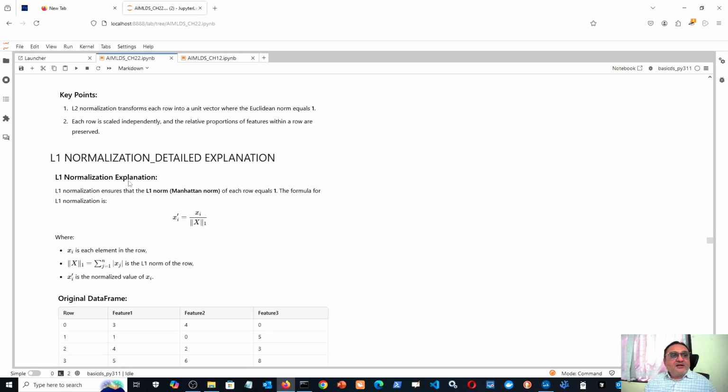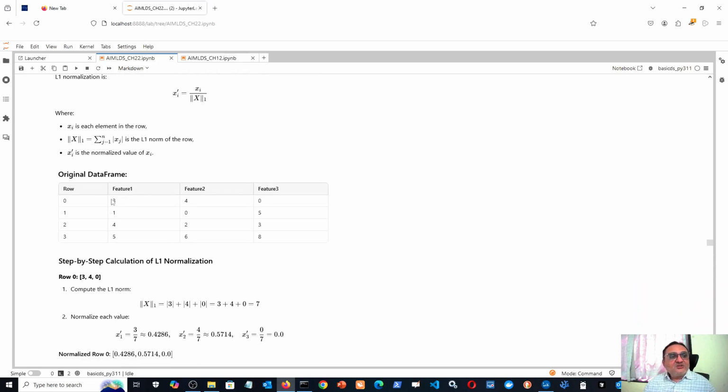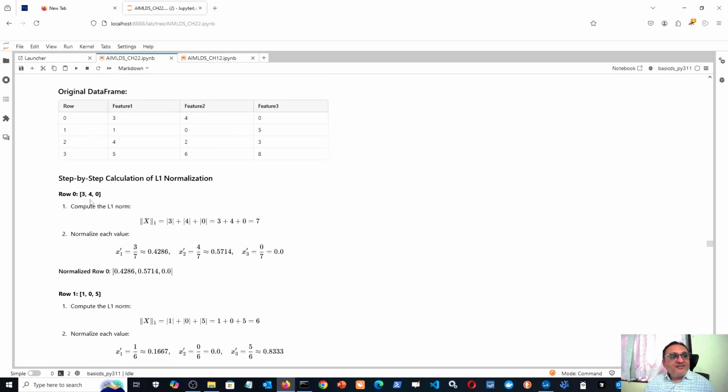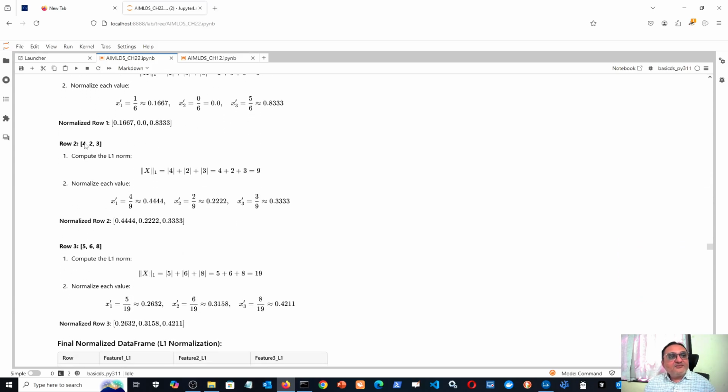Now L1 normalization, same thing again: each observation divided by magnitude, but this time the magnitude is the sum of observations. So here the observations are 3, 4, 0, so the magnitude will be 3 plus 4 plus 0, that is 7. Therefore these values would be converted into 3 by 7, 4 by 7, 0 by 7. Here the row is 1, 0, 5, so the magnitude is 6, and therefore 1 by 6, 0 by 6, 5 by 6. Here the magnitude is 4 plus 2 plus 3, that is 9. So therefore 4 by 9, 2 by 9, 3 by 9.